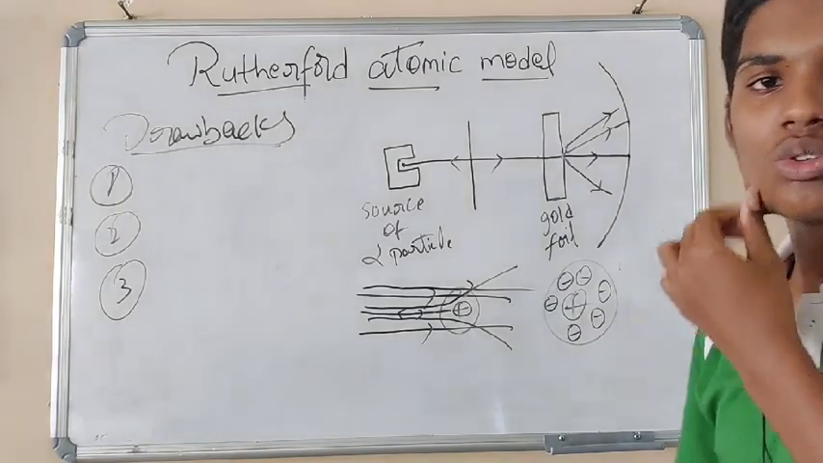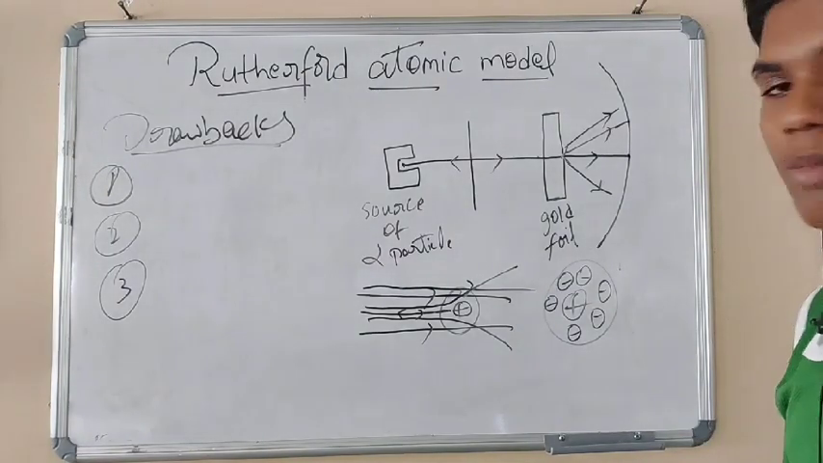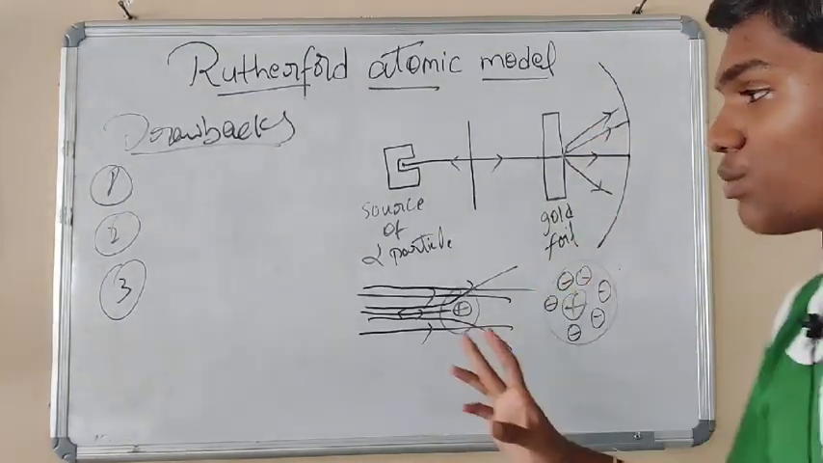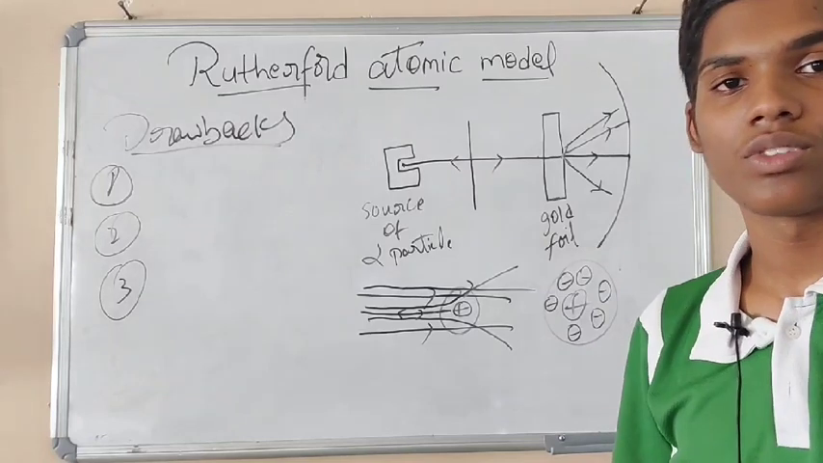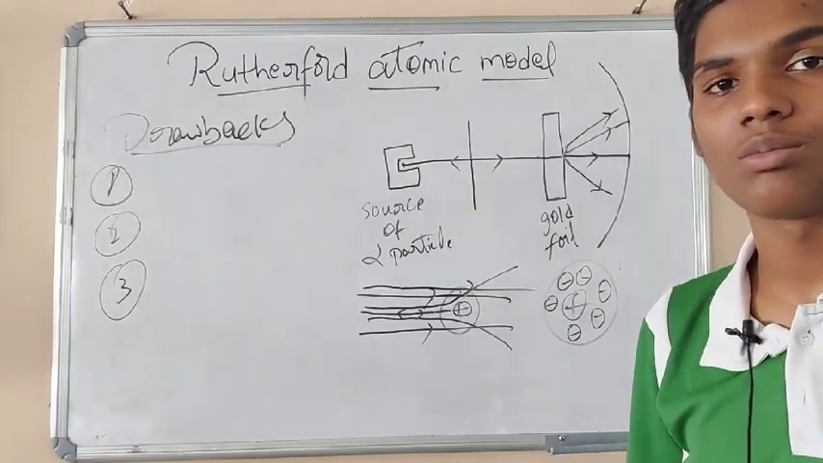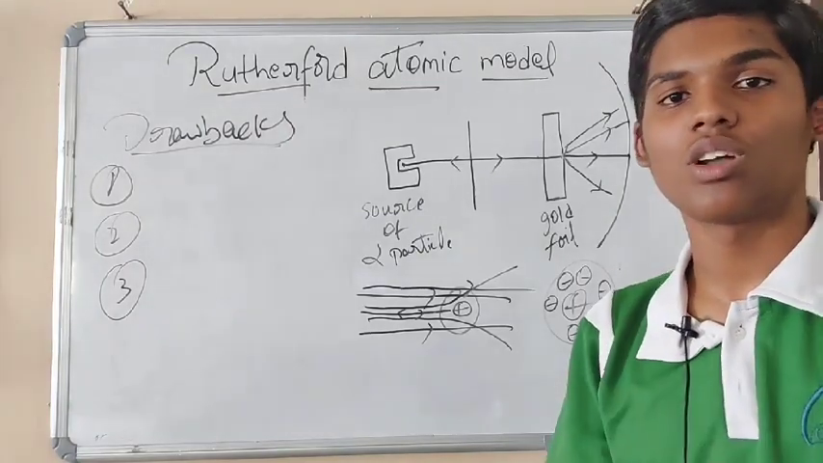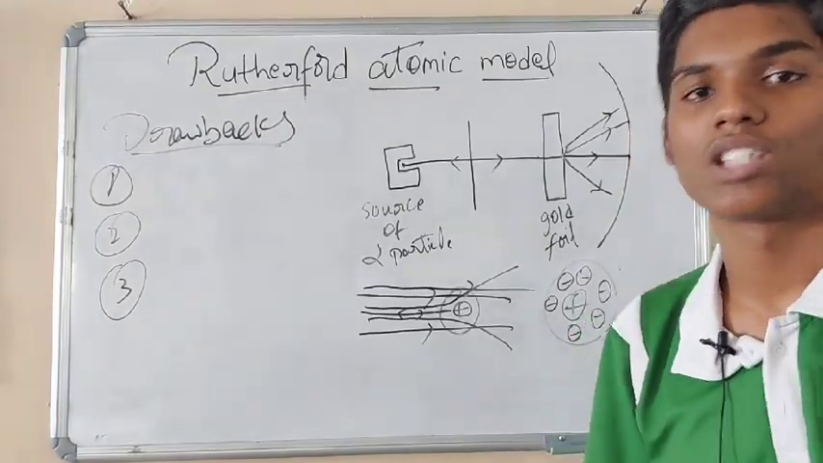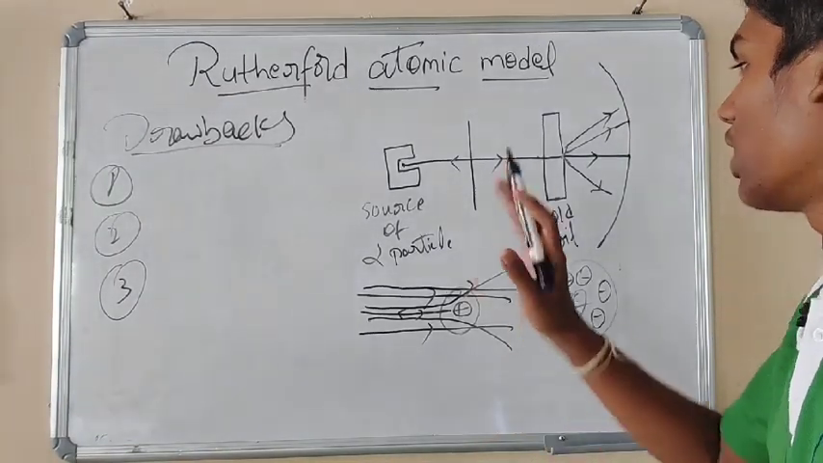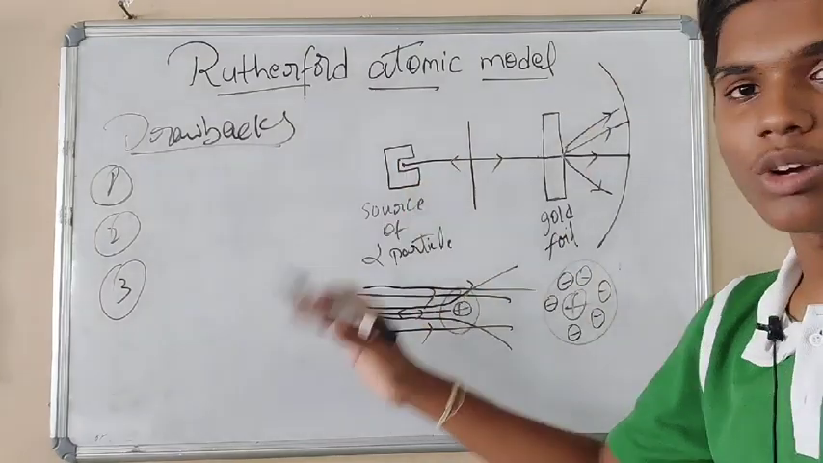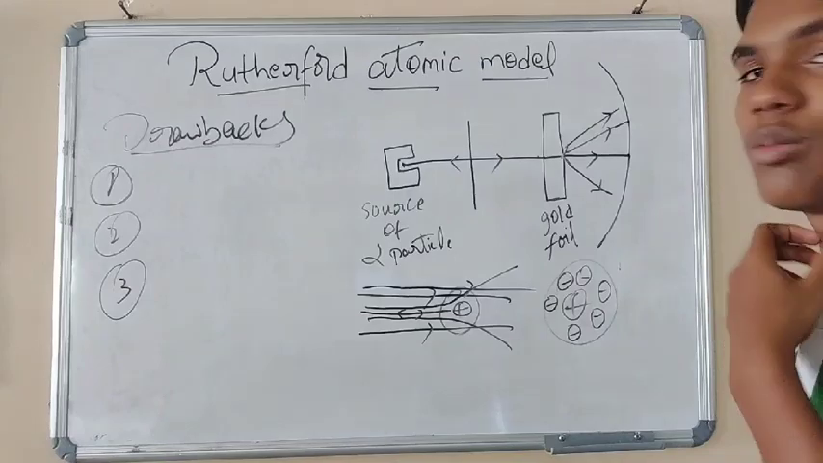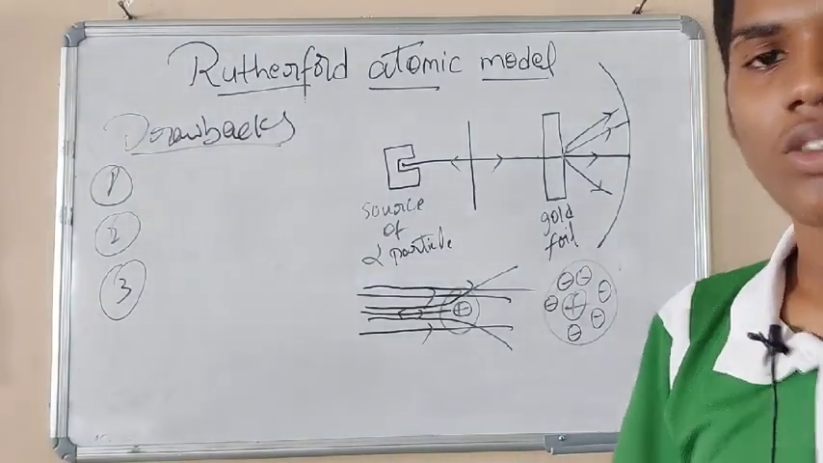And also he could not explain the electromagnetic theory, and he could not explain the electronic structure of the atom. He could not explain clearly about the structure of the atom, or how the electrons are revolving around the nucleus. Okay, these are the drawbacks, postulates, and about the Rutherford atomic model. Through the Rutherford atomic model, only the nucleus is discovered, and this is about the experiment of Rutherford.